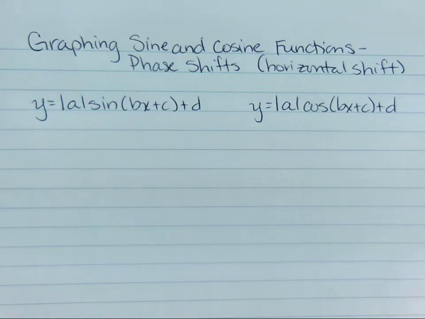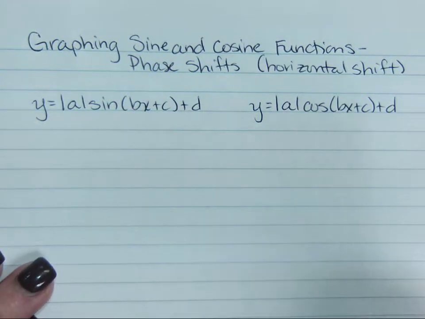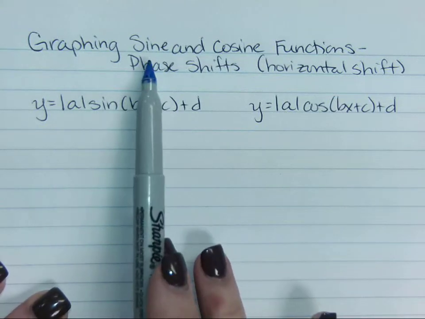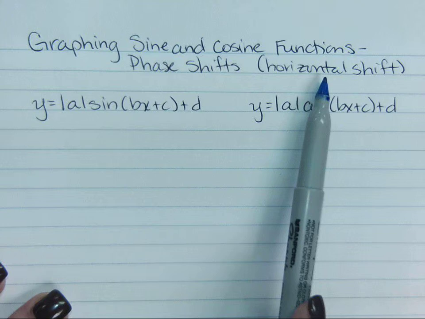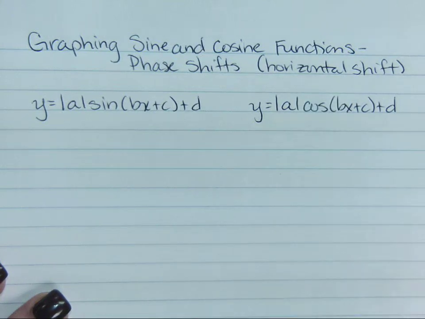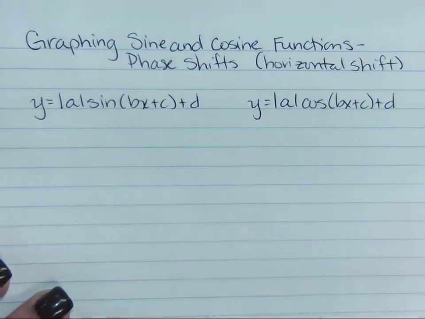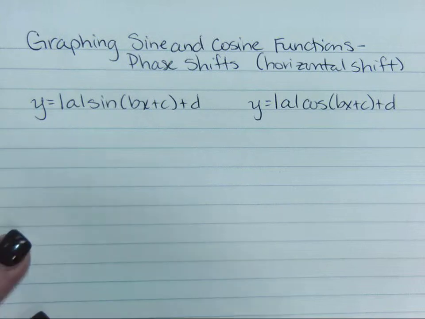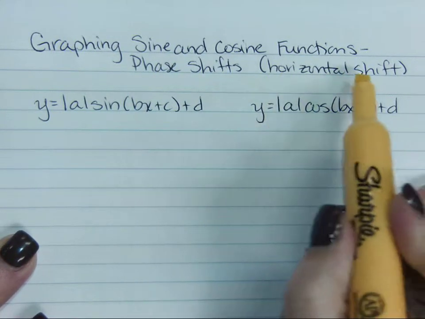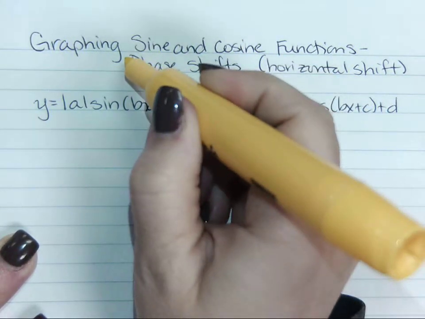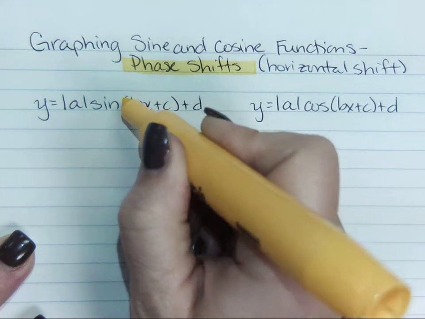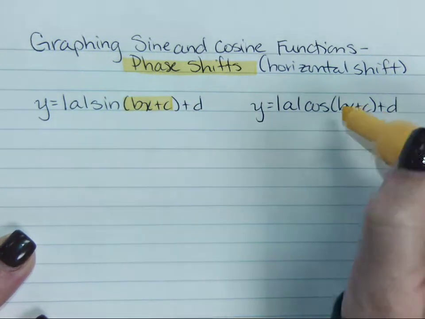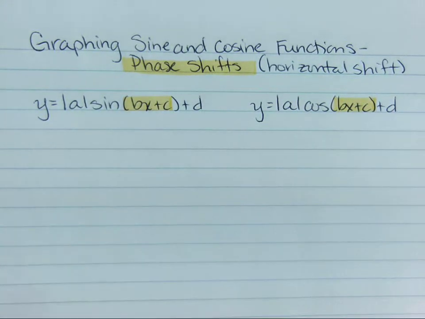The last piece of graphing technique that we're going to talk about is how to graph sine and cosine functions where we have a horizontal shift. And horizontal shifts are called phase shifts. All right? On most of the work that you're going to be doing, you won't see something that says horizontal. It'll specifically say phase shift. And that is based off of this bx plus c that you have sitting here next to the trig function.